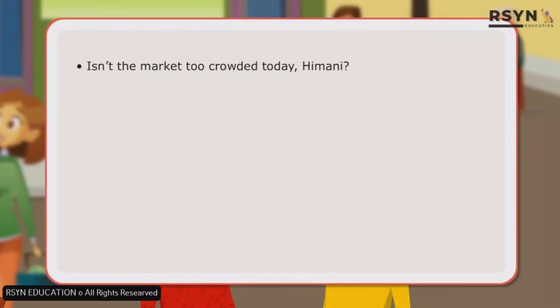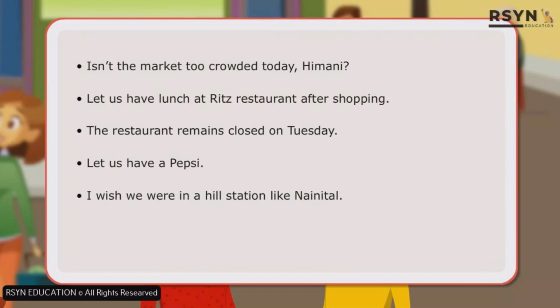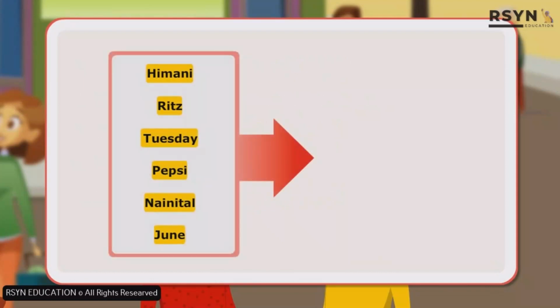In the conversation, the friends have used proper nouns referring to a particular place, person, brand, month, and day of the week. All these proper nouns have been capitalized. The words Himani, Ritz, Tuesday, Pepsi, Nainital, June are examples of proper nouns.